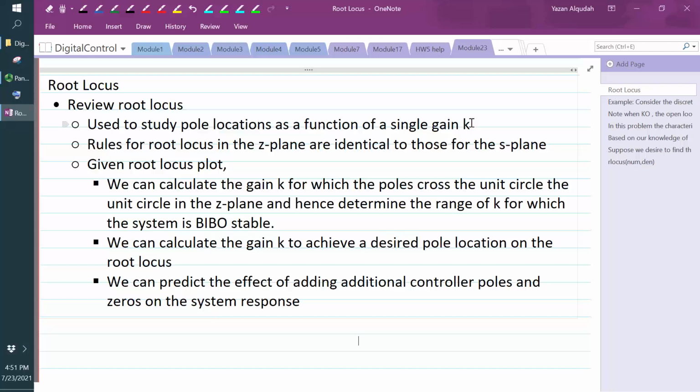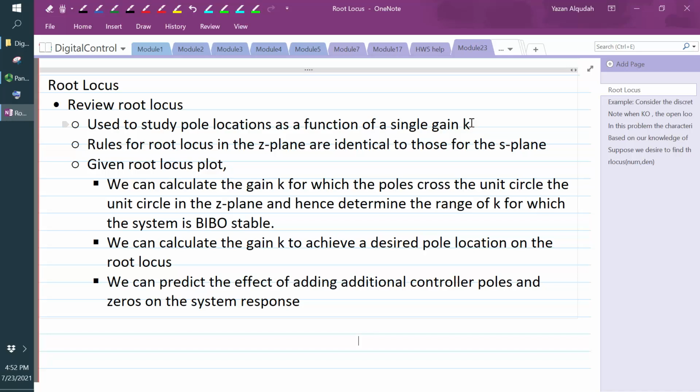of the system. So if I have a system, what happens if I vary that gain? Where are all the poles, or the possible locations of the poles of the system? The root locus gives me a graph of all the possible locations of the poles as we vary the gain k of the system. Now, the rules for plotting the root locus in the z-plane are similar to those in the s-plane.